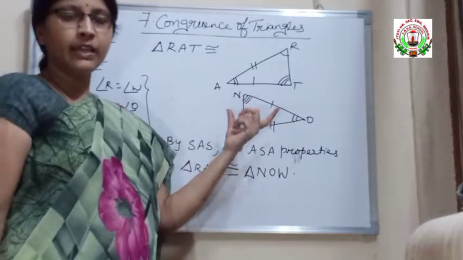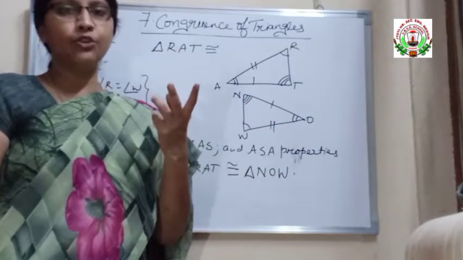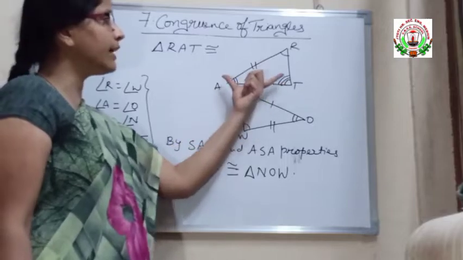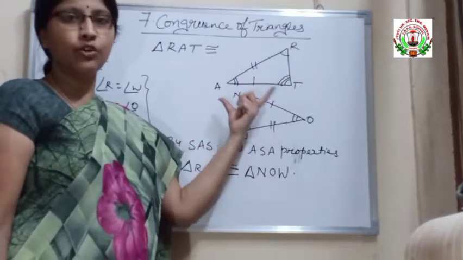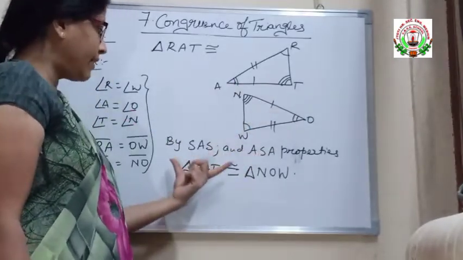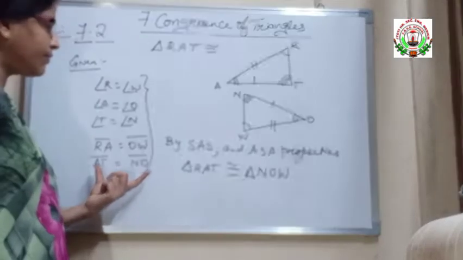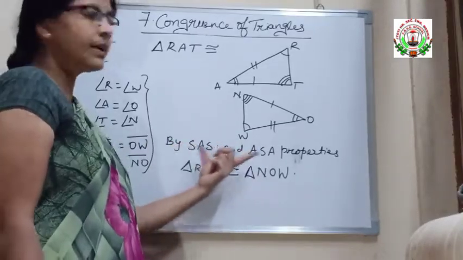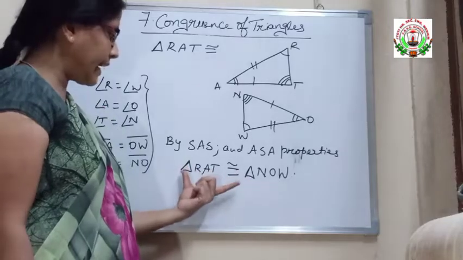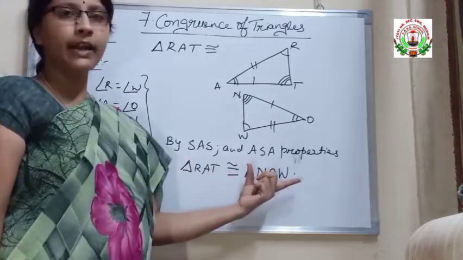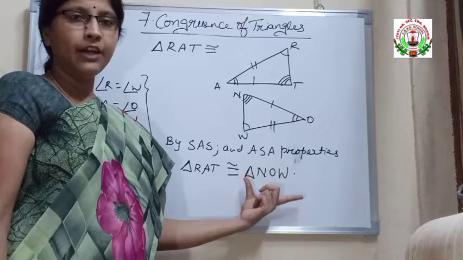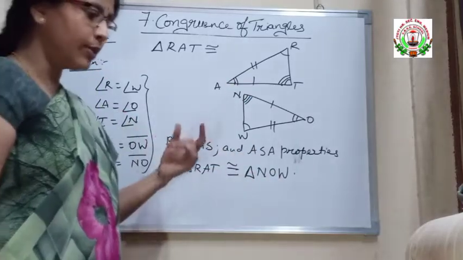From wherever you see, there are two properties which are used to show that these two triangles are congruent to each other. So we have written what is given first, then we have written both the properties which are used to show that triangle RAT is congruent to triangle NOW. This is your fifth question.